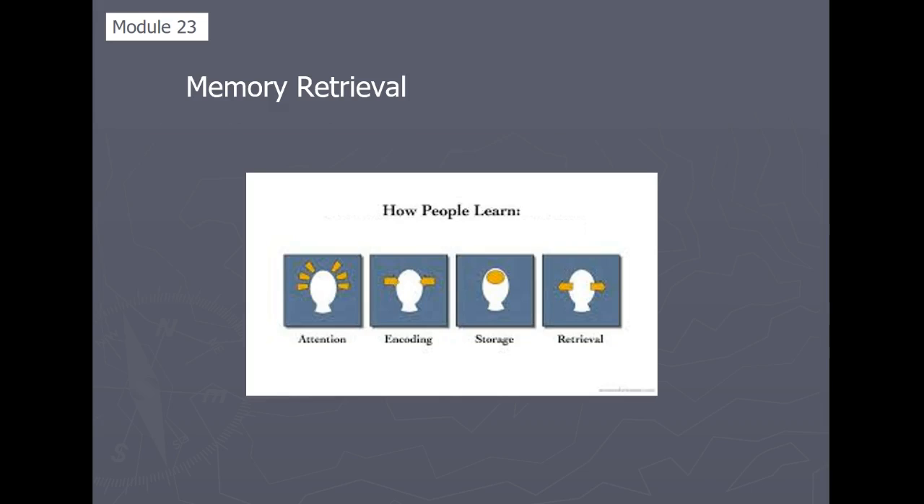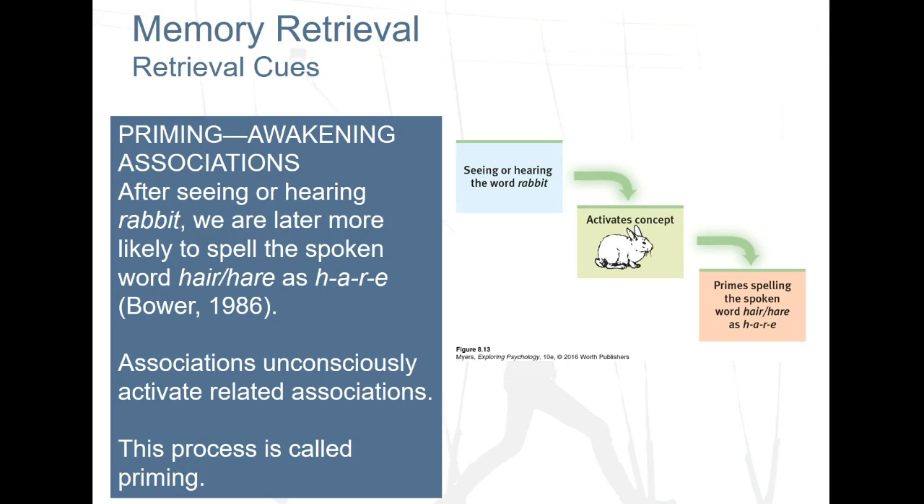So Module 23 talks about memory retrieval. And this is just one part of learning. As you see there, we pay attention to information, we can get it encoded, we can store it, and then we have to be able to retrieve it. And this module addresses some of those retrieval topics.